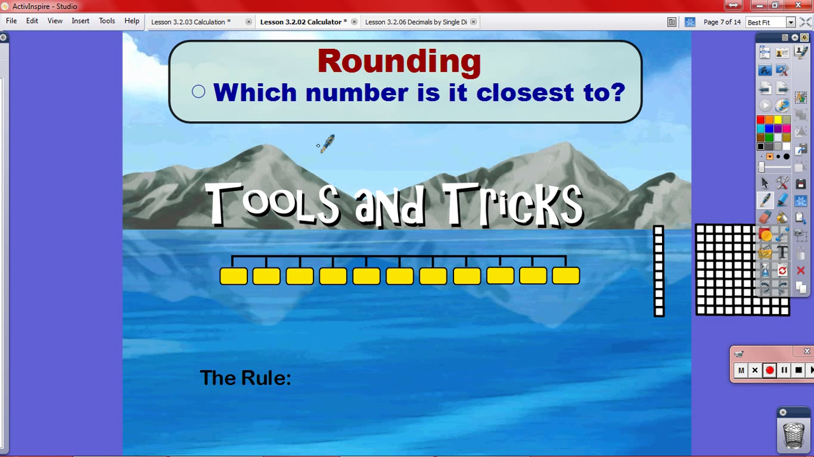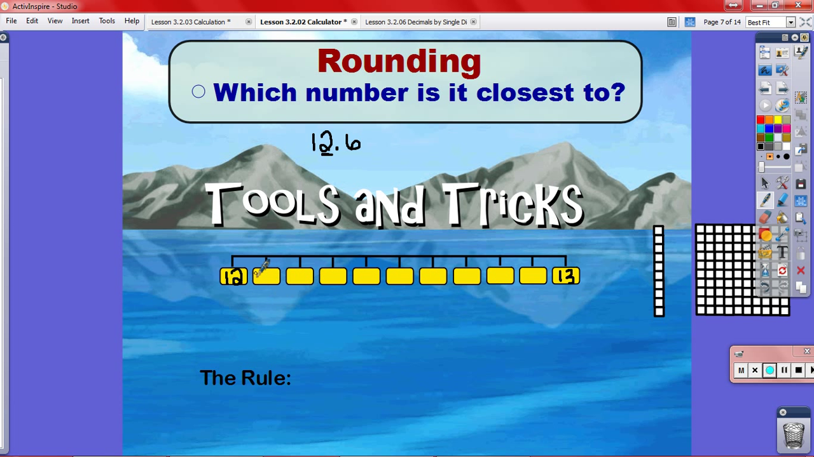Let's try 12.6. See which way we would round 12.6. So I'm going to round this to the nearest ones place. So I'm going to put the ones place on one side and the next ones place on the other side. So it's between 12 and 13.